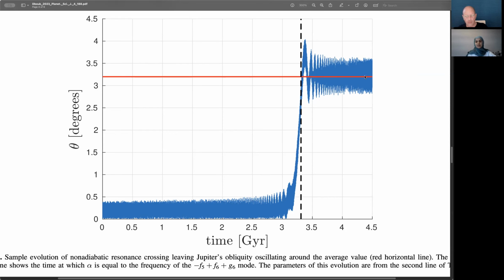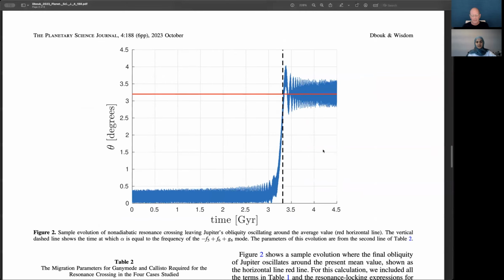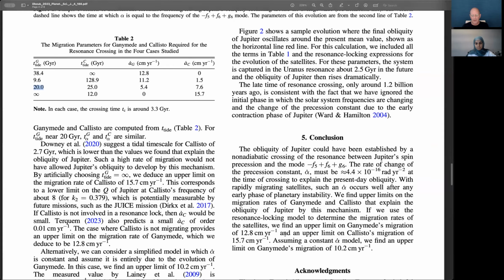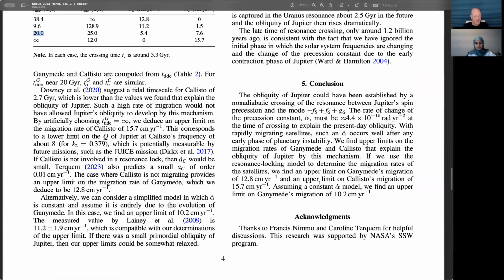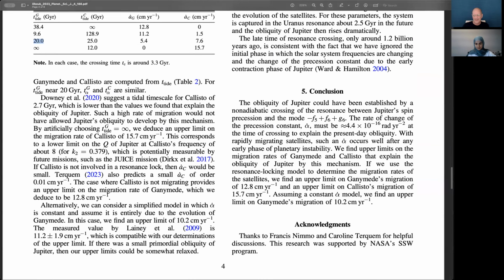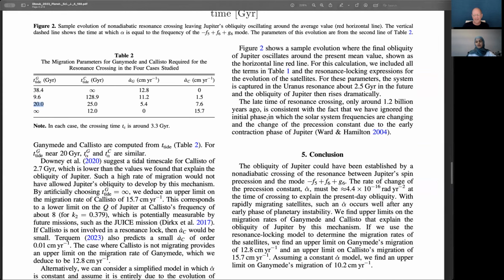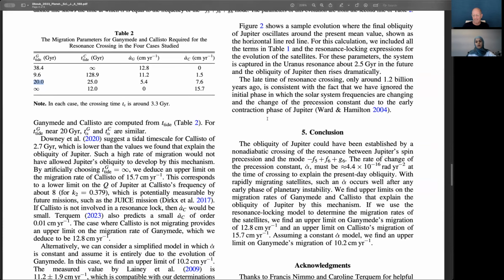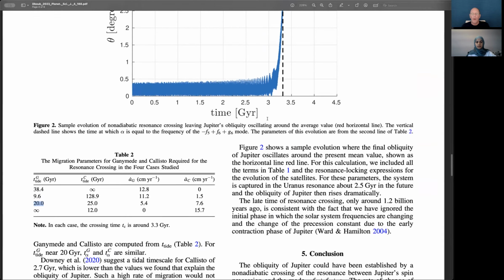So that's basically the result of the paper. Yeah. It's a money shot here. Very cool. Okay. And the time scale. Gotcha. Nice. Yeah. Awesome. Good. And we round out. And so we're looking for this minus F5 plus F6, plus G6 resonance. And that is the reason for this obliquity jump. And this explains the obliquity of Jupiter and also provides upper limits on the migration of the satellites.